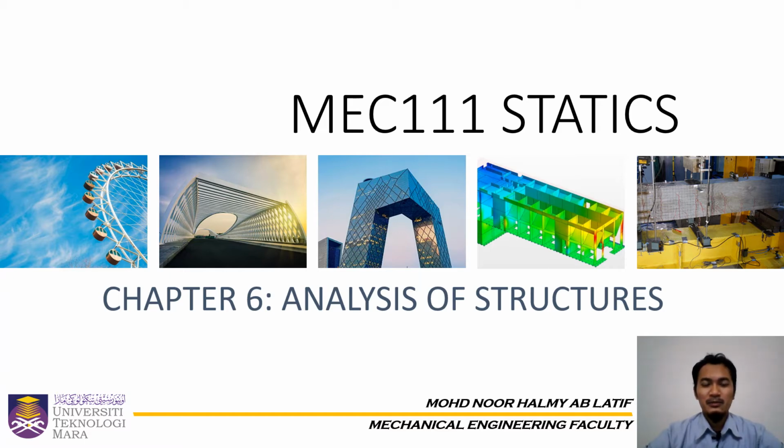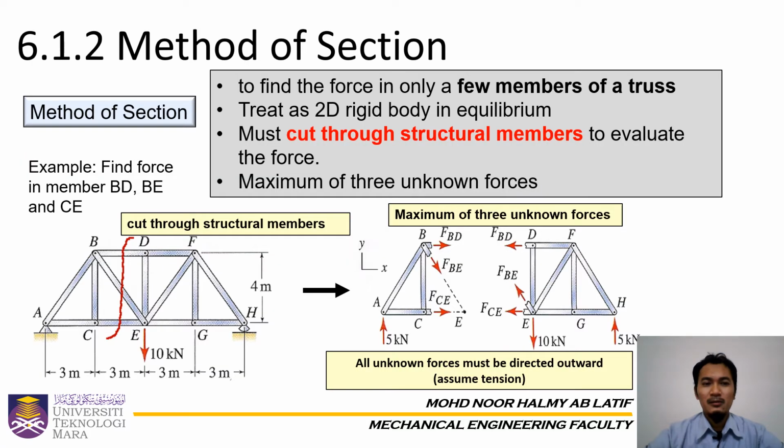Today we're going to chapter 6 on analysis of structure. Today we're going to discuss more on 6.1.2 method of section. So method of section is used to find the force in only a few members of truss. We must treat it as a 2D rigid body in equilibrium and cut through structural members to evaluate the force. The maximum number of unknowns is 3.